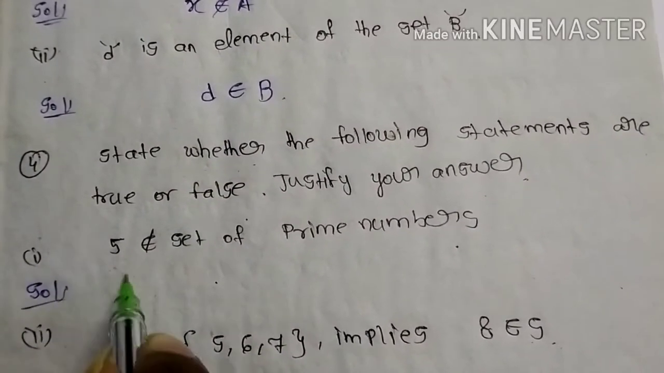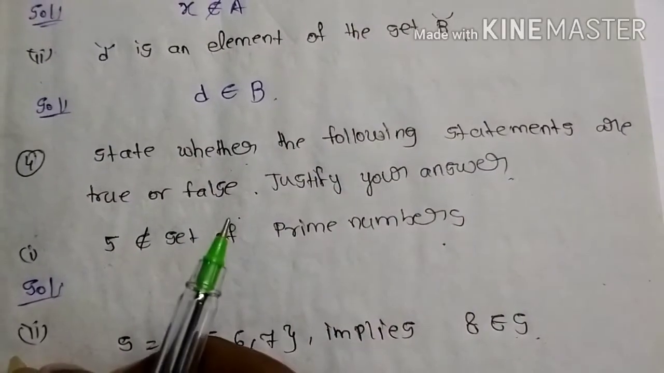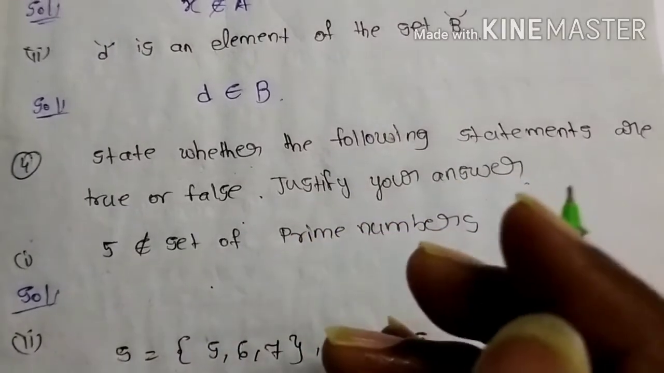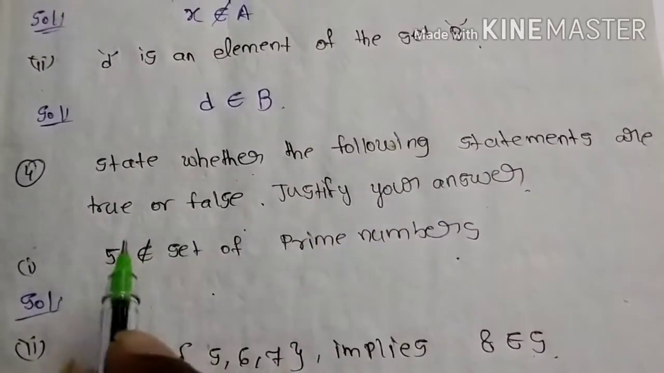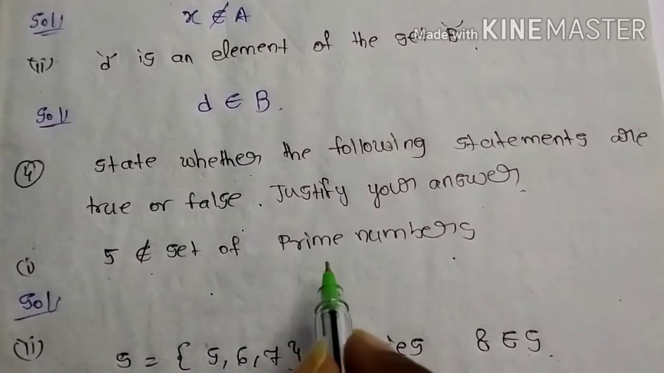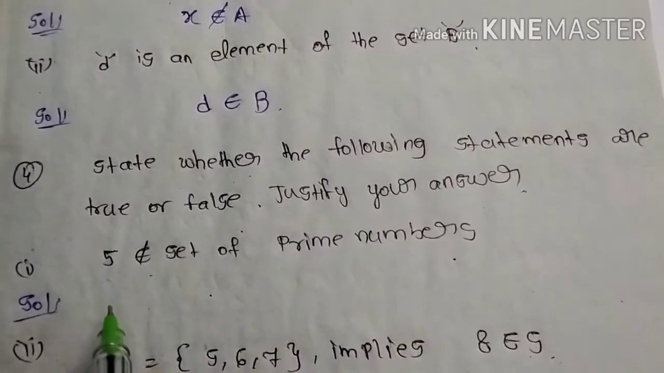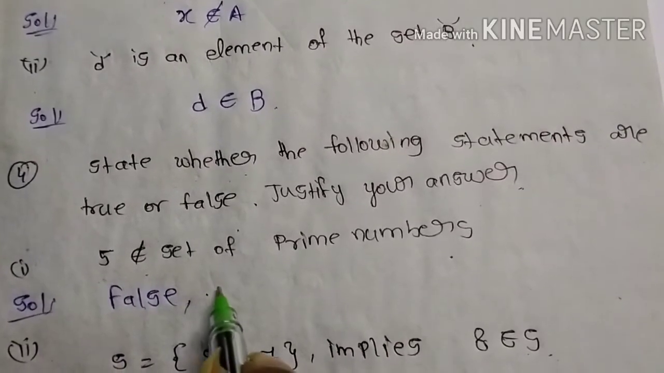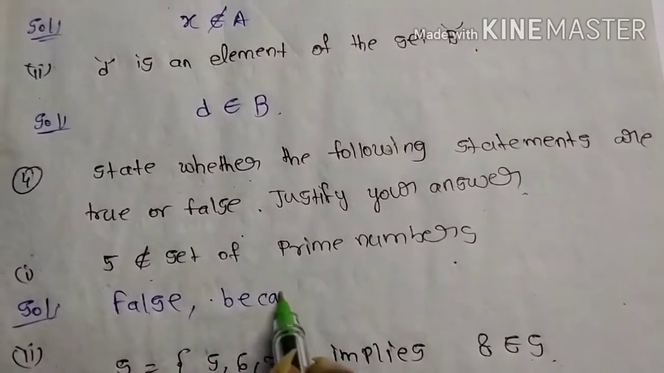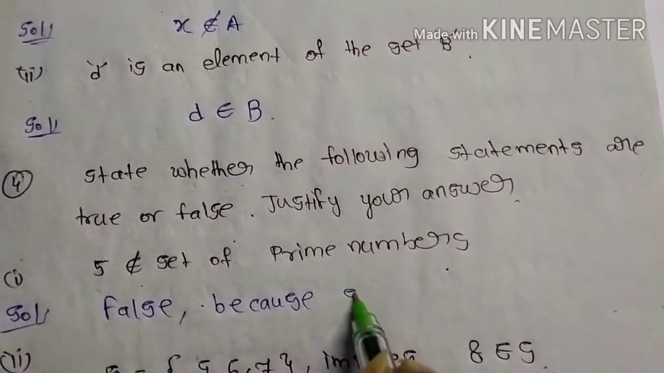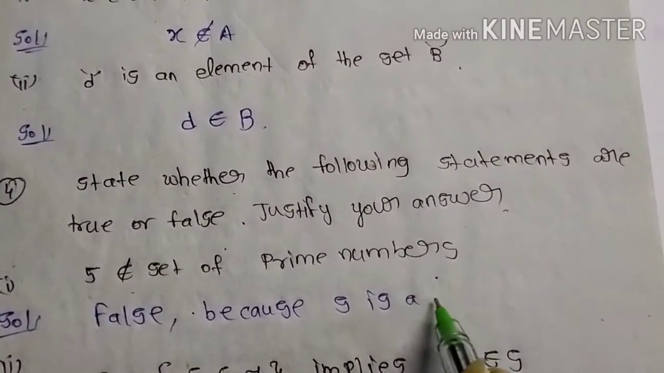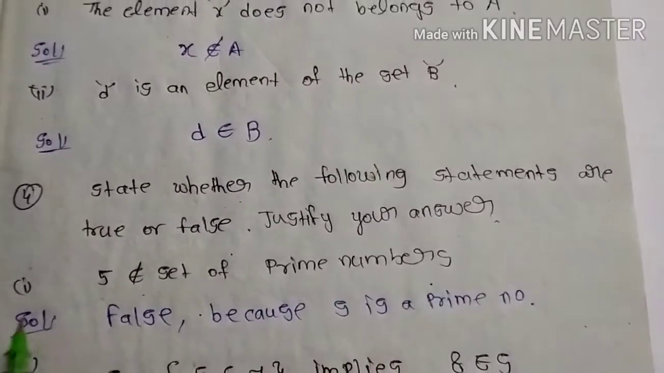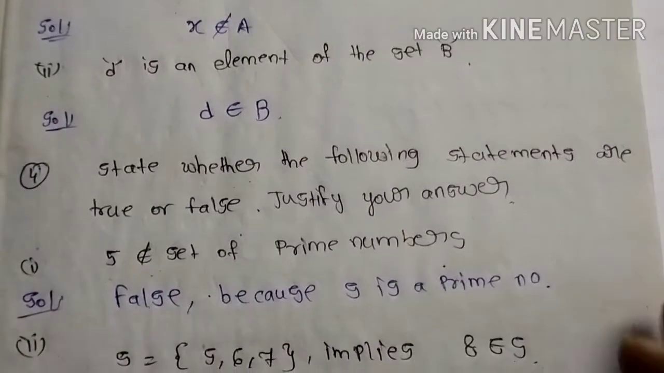That means they are saying 5 is not a prime number. Is 5 a prime number or not? 2, 3, 5, 7. These are prime numbers, but they have mentioned here does not belong to prime numbers. So it is false or not? Yes, you can mention here it is false because 5 is a prime number. They mentioned does not belong to.